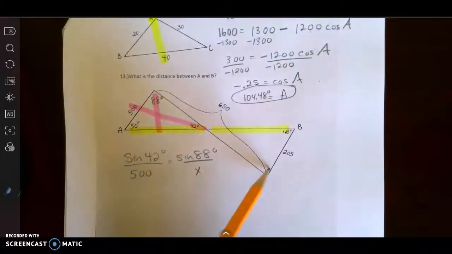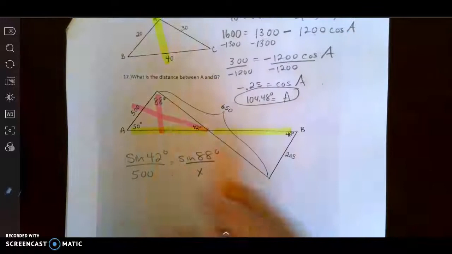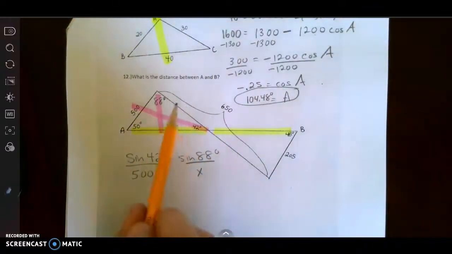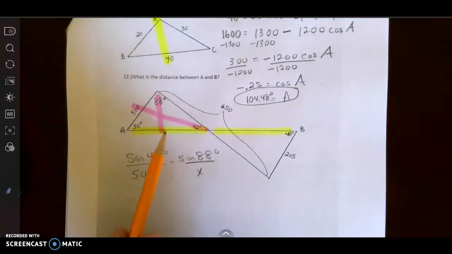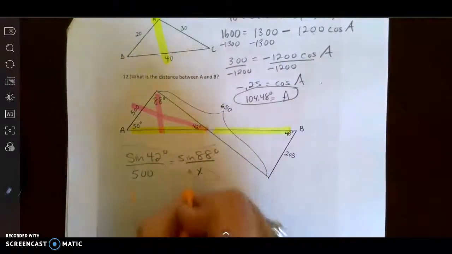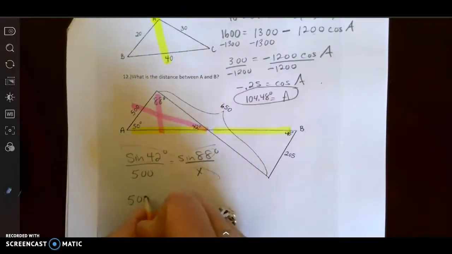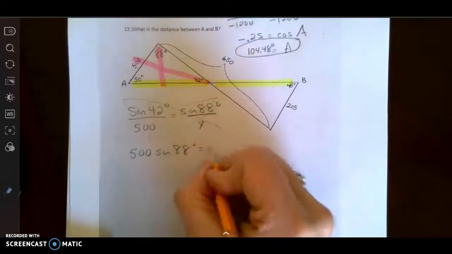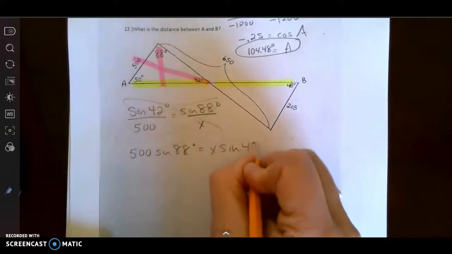Notice this 650 I can't do anything with. I don't know that it's divided in half. It doesn't say that. So I don't know what this side is, and I don't really care. I don't need it. I need this side. So I'm going to cross multiply and get 500 times the sine of 88 degrees equals x times the sine of 42 degrees.